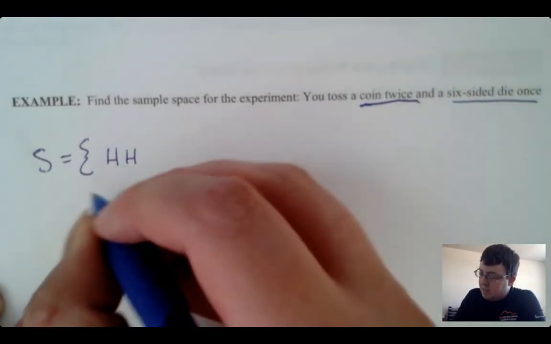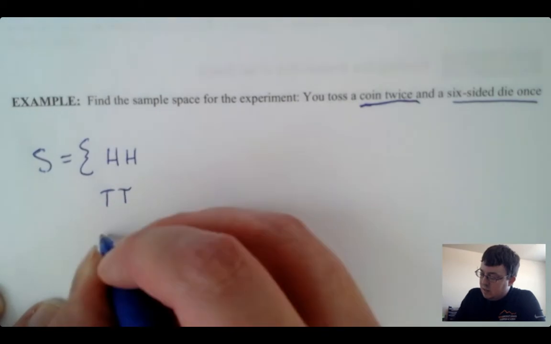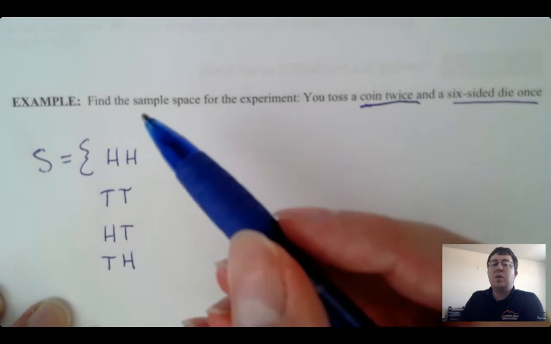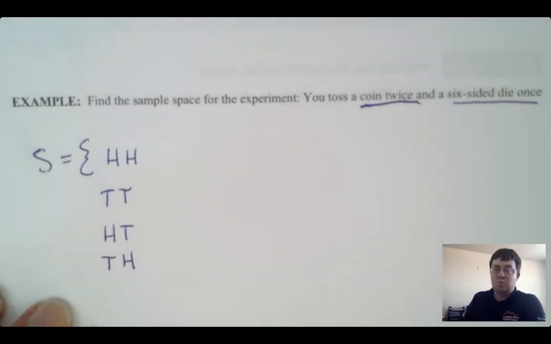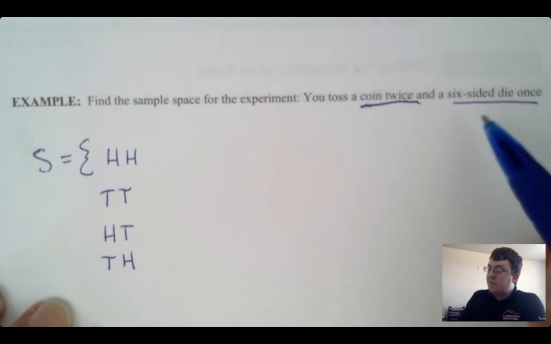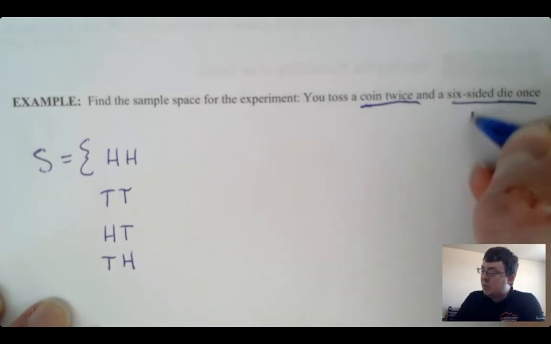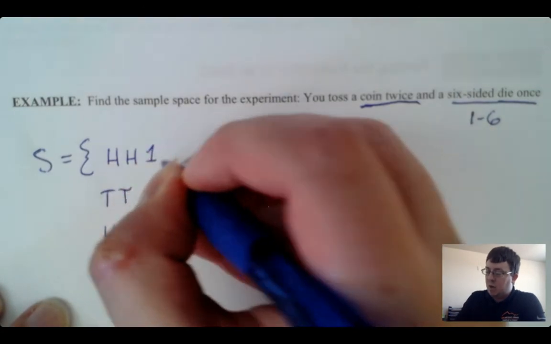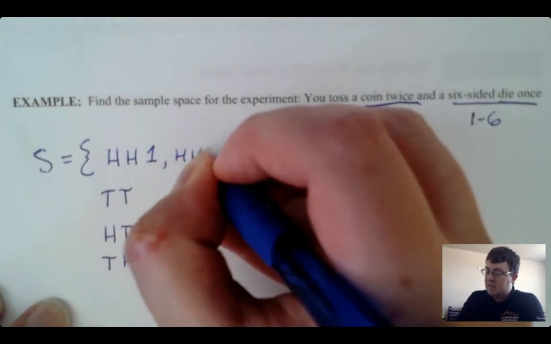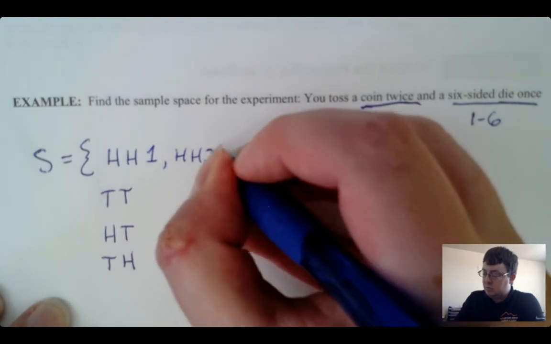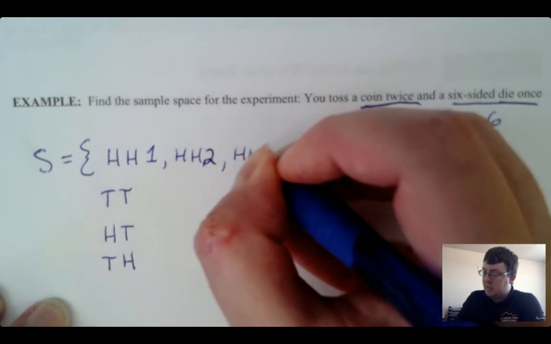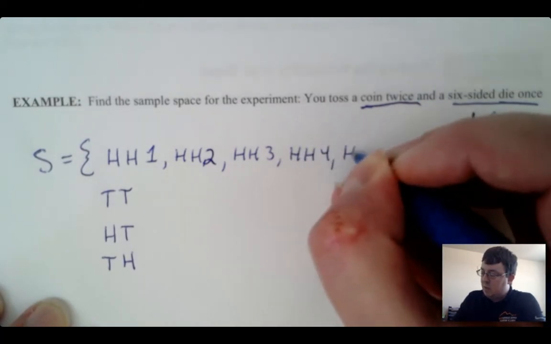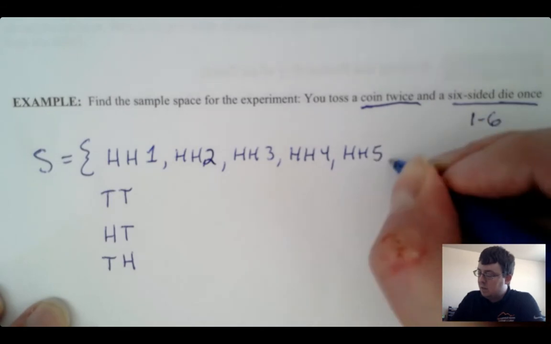I can get heads, heads. I could get tails, tails. I could get heads, tails. Or I could get tails, heads. So those 4 things could be what happened with the 2 coins. If I roll a 6-sided die, there's 6 options, 1 through 6. So I could get heads, heads, and a 1. I could get heads, heads, and a 2. I could get heads, heads, and a 3. Heads, heads, and a 4, and so on for all of these here.